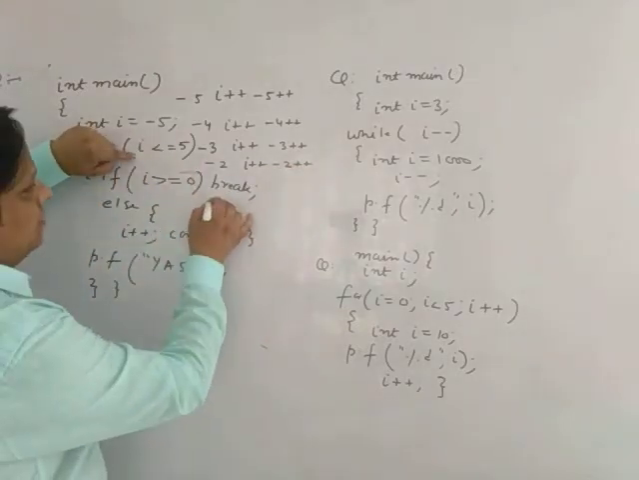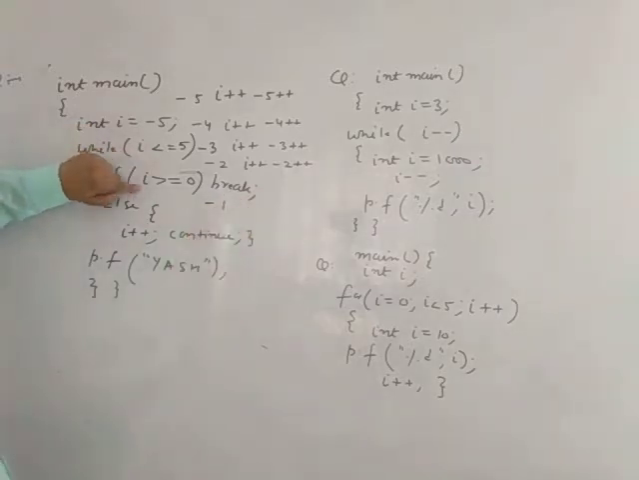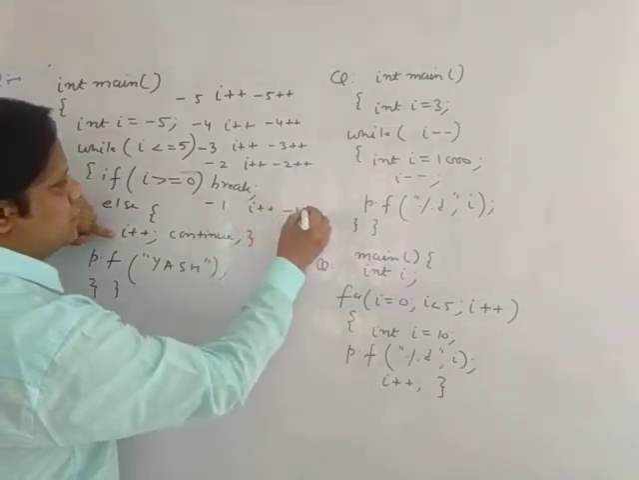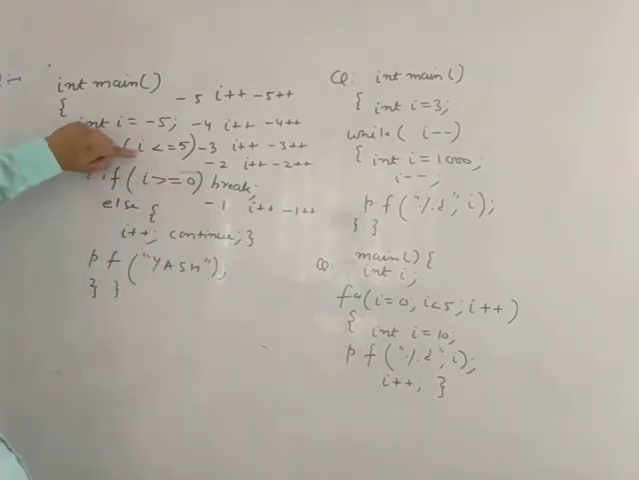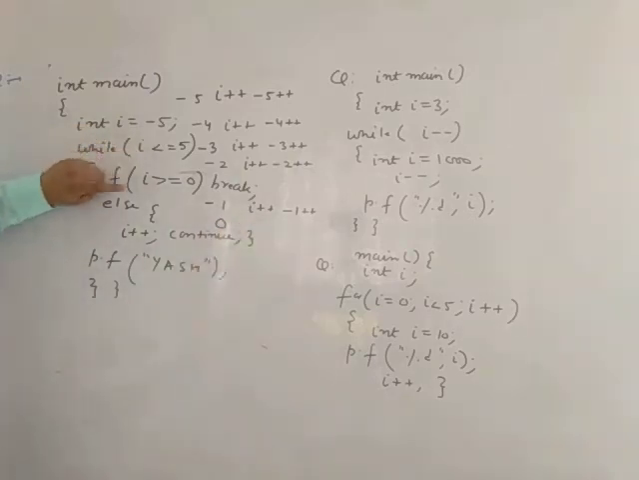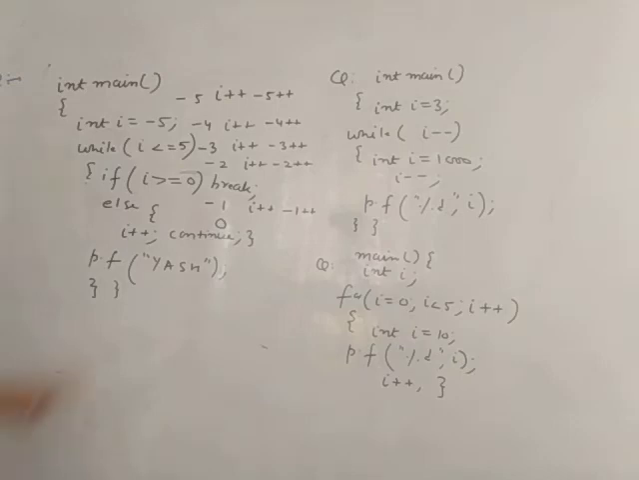So this time it is now minus 1, right? Minus 1 less than or equal to 5, minus 1 greater than or equal to 0, condition false, you go to the else part, again you do i plus plus, so it is minus 1 plus plus. Continue will again take the control back to the loop. So again it is 0 less than or equal to 5, condition true. So 0 greater than or equal to 0, right? So 0 greater than or equal to 0, your condition is true. Break takes the control out of the loop.